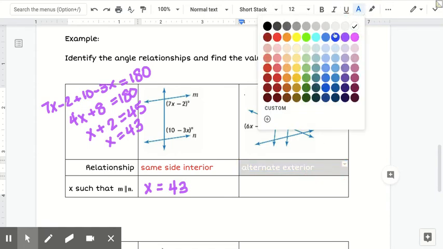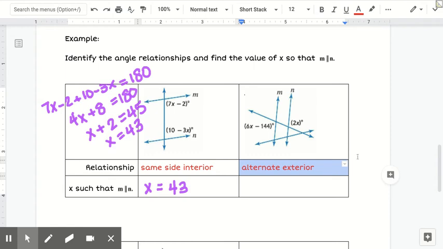So hopefully you came up with alternate exterior angles. These are our two lines that we're trying to prove are parallel. So this is the transversal that relates these two angles. They are outside the parallel lines, so they're exterior, and they're on opposite sides of the transversal, so alternate exterior. So that means those two angles are congruent.